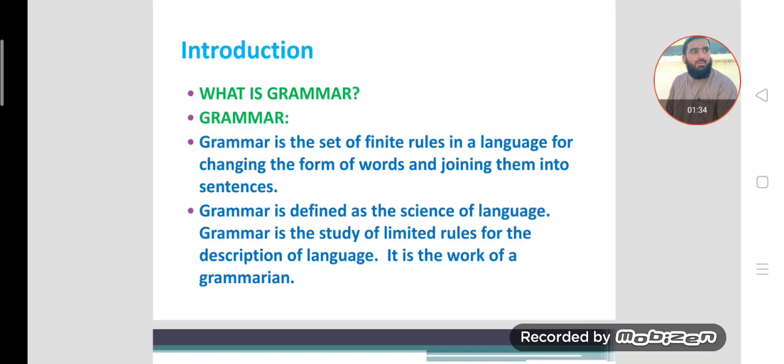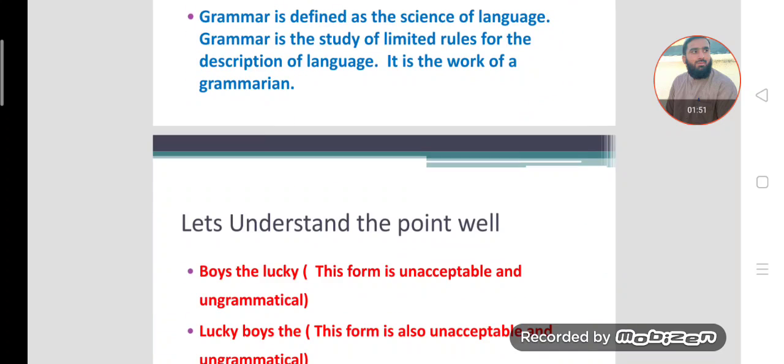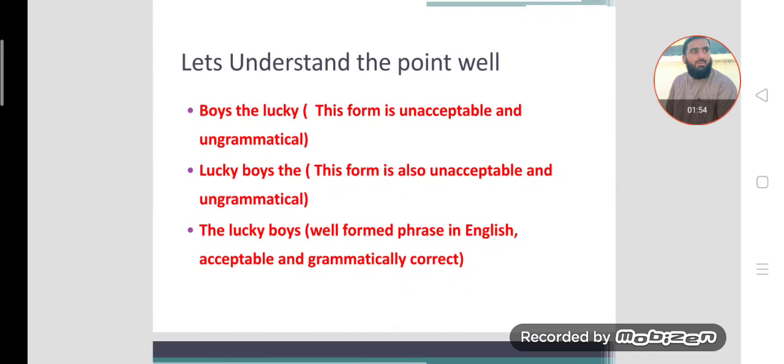Or, grammar is defined as the science of language. Grammar is the study of limited rules for the description of language. It is the work of a grammarian. Yes, a person who is an expert in grammar is known as a grammarian. Let's understand the point well.